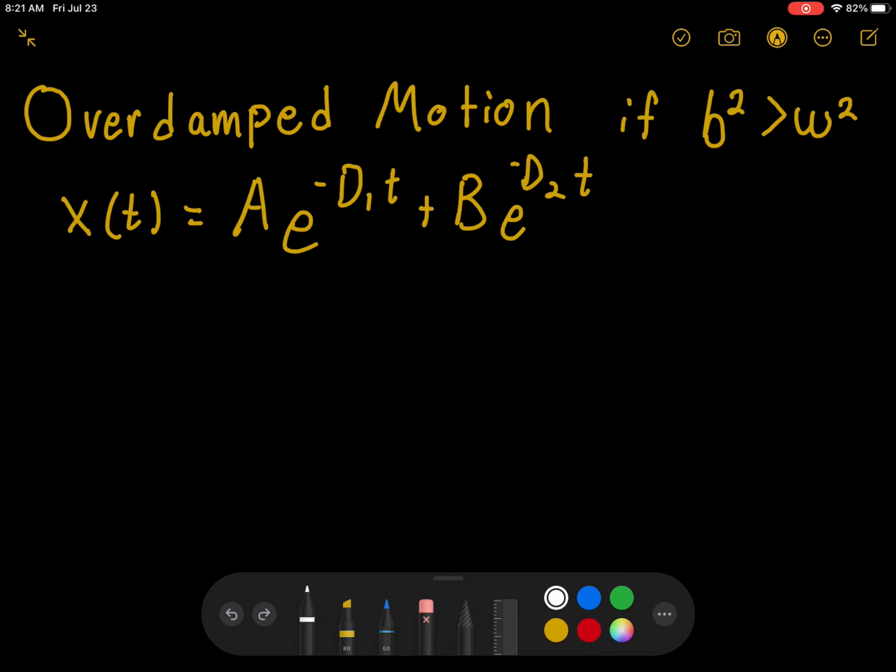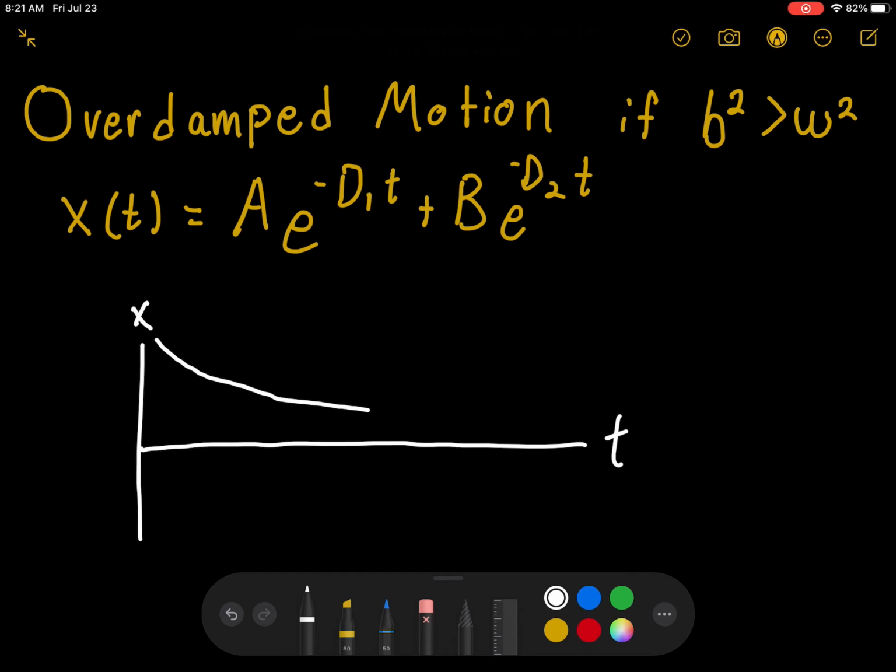Now, when we graph out overdamped motion, this is going to have something that looks like this. If we just graph this with a position versus time graph, we're going to get something that looks like this. A very slow decay, eventually reaching its equilibrium at x equals 0.